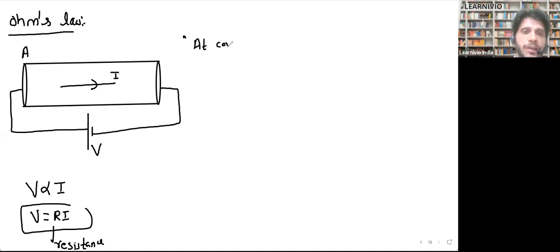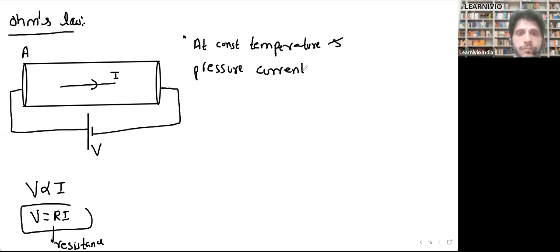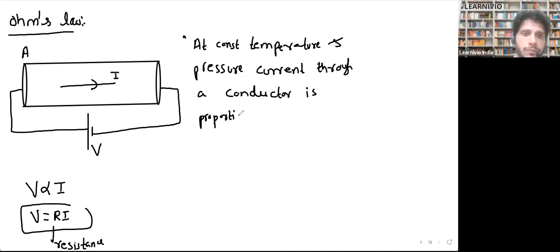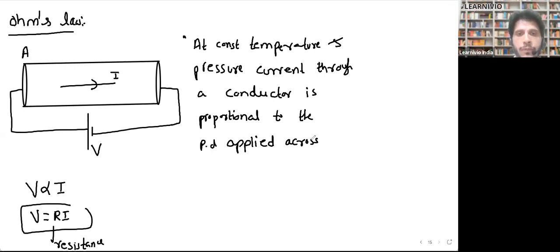At constant temperature and pressure, current through a conductor is proportional to the potential difference applied across its ends.